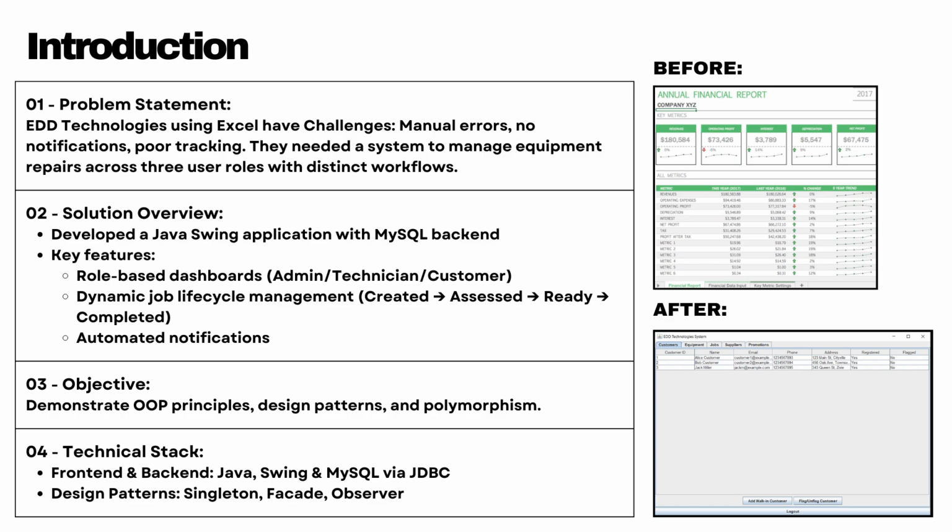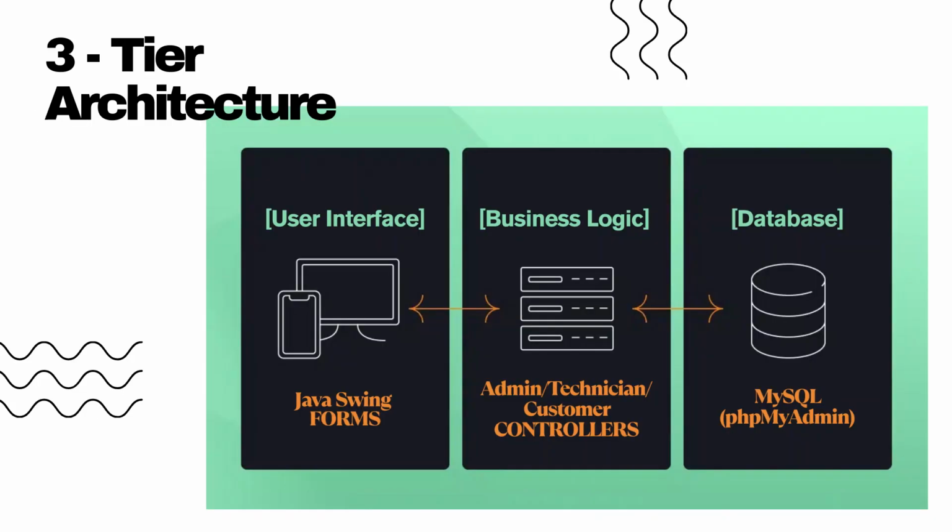Introduction. EDD Technologies originally managed repair operations using Excel, which led to manual errors, poor tracking, and no real-time notifications. In response, I developed a system that features role-based dashboards, a dynamic job lifecycle from created to completed, and automated notifications for key updates, demonstrating core object-oriented programming principles along with practical implementations of polymorphism and design patterns and also exception handling. Design patterns like singleton, facade, observer using Java Swing and MySQL as the core technology stack. This is the three-tier architecture which we have used for our system.